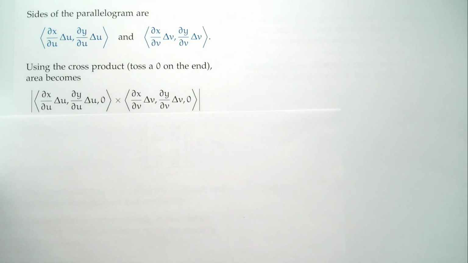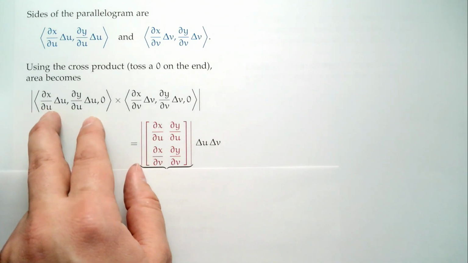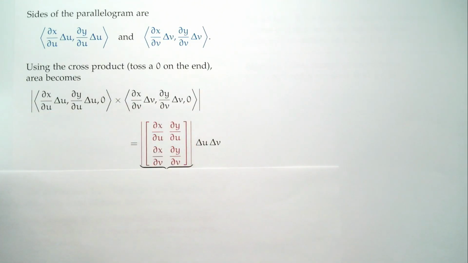If you work it out, it turns out that what you get is the following. You're going to end up with a determinant of a 2 by 2 matrix, and the entries of that 2 by 2 matrix are the partial derivatives. So partial x, partial u, partial y, partial u, partial x, partial v, partial y, partial v. The delta u and delta v, you'll notice that you can pull them out. Because in the first vector, all the terms have a delta u, so you can pull that out. That's a common term. In the second vector, everything has a delta v. You can pull that out. Again, that's a common term.